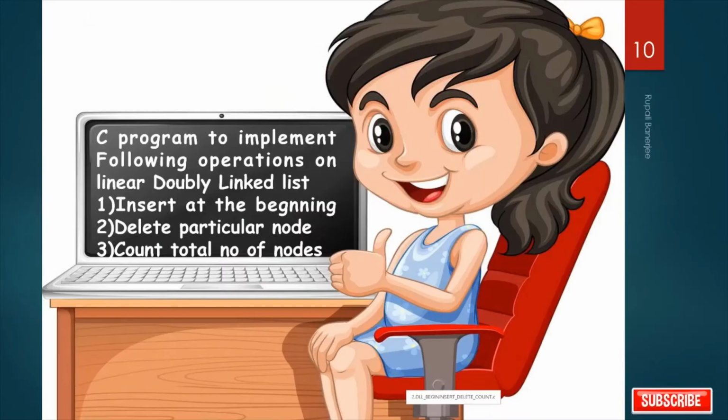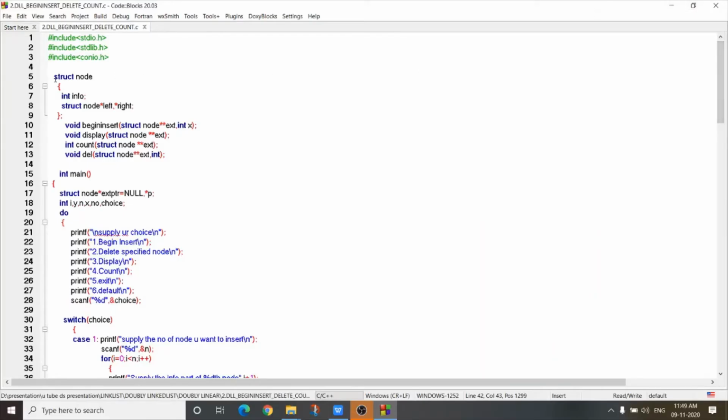C program to implement the following operations on a linear doubly linked list. First, insert at the beginning. Second, delete a particular node. Third, count the total number of nodes. See the program. So this is our program. This is the node structure. These are the required prototypes.